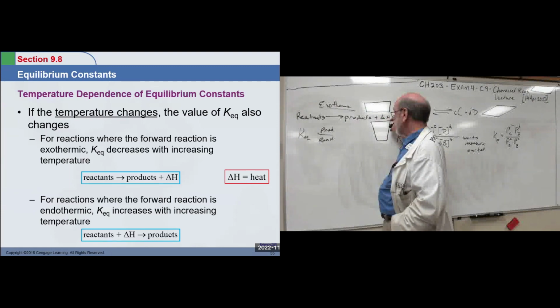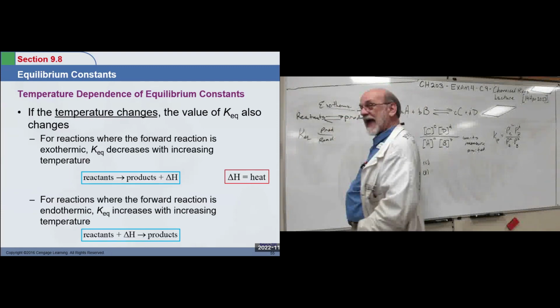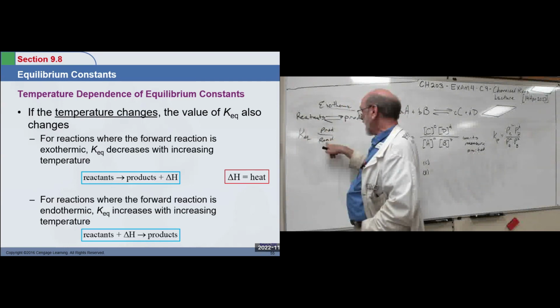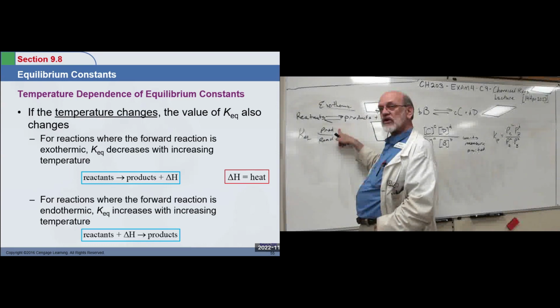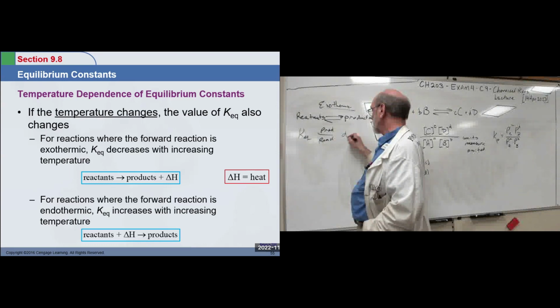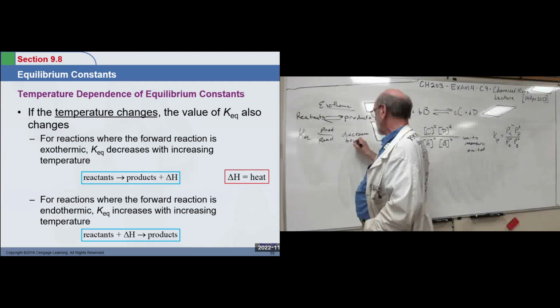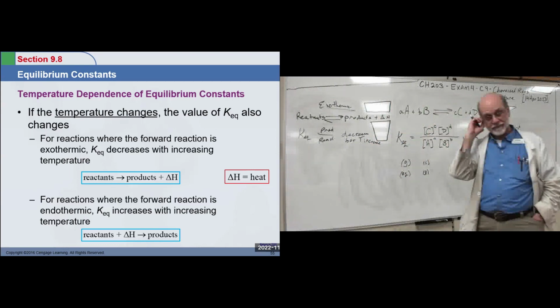So in this case, if we increase the temperature, what's going to happen? Well, if we add heat, we're going to shift the reaction back this direction, right? We're adding a product. So we shift the reaction back toward reactants. Now the reactants are higher and the products are lower. The KEQ would decrease for temperature increase. Right? Okay?